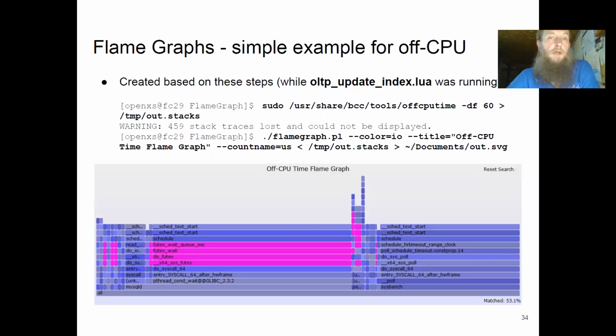The idea was to find out where the process goes out of execution. So when it goes off CPU, at which stack traces, at which point. And here we see mysqld, and what it was basically waiting for. So this off-CPU time produced already collapsed stacks.